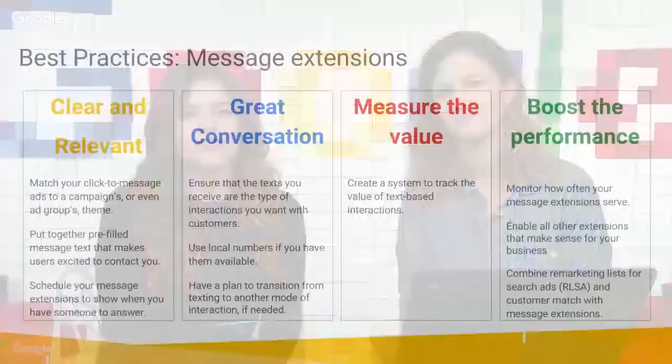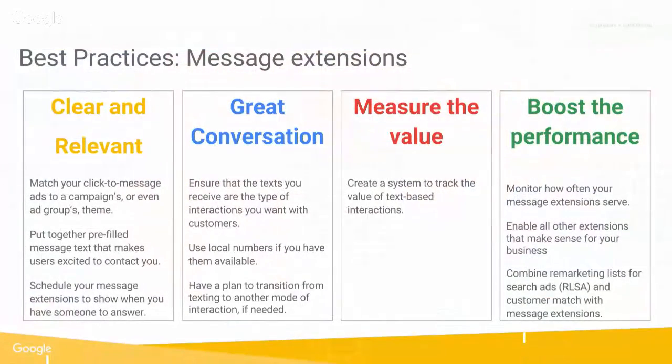So a few best practices when it comes to message extensions. The first is to be very clear and relevant. So you want to make sure that you're matching your click-to-message ads with a campaign or even an ad group's theme. Again, thinking about the ad experience as one whole experience, taking into account the headline, the description lines of text, and any other ad extensions you may have present. Make sure that it all flows together and creates a seamless user experience and that you're not replicating anything that already exists in a different extension.